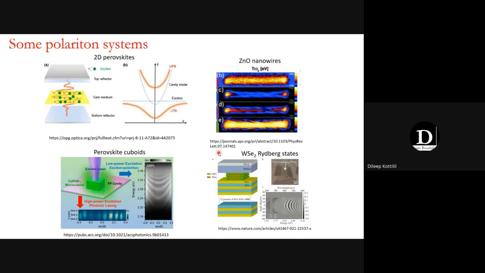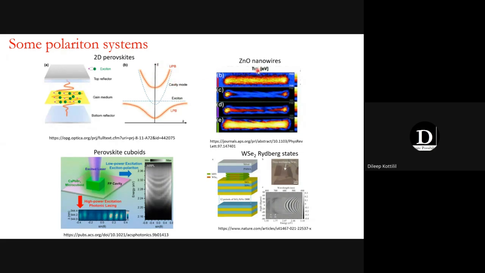People have achieved polaritons in 2D perovskites, where they have a top reflector, just like the system we have just discussed, and then a gain medium. Gain medium in the sense that it is the medium that provides the excitons. They have also demonstrated lasing from this, which we will discuss in detail in the coming slides. And you can see that this is the upper polariton branch and this is the lower polariton branch. I have only given you half of the graph, only the first quadrant.